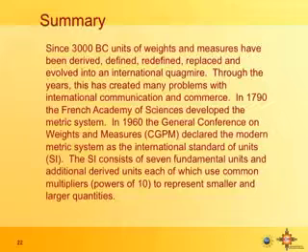In 1790, the French Academy of Sciences developed the metric system. In 1960, the CGPM conference declared the modern metric system as the International Standard of Units, or SI, System International. The SI consists of 7 fundamental units and additional derived units, each of which use common multipliers of powers of 10 to represent smaller and larger quantities.